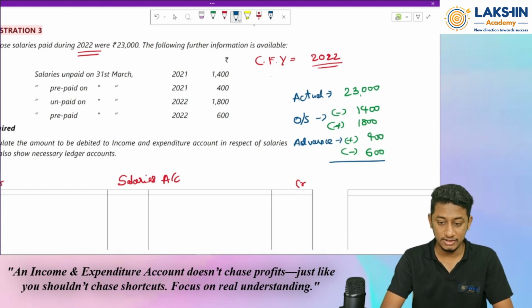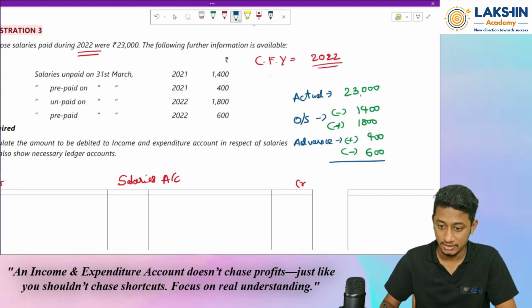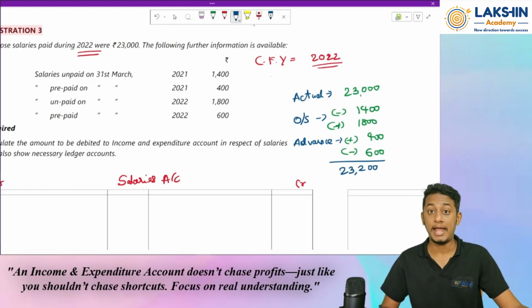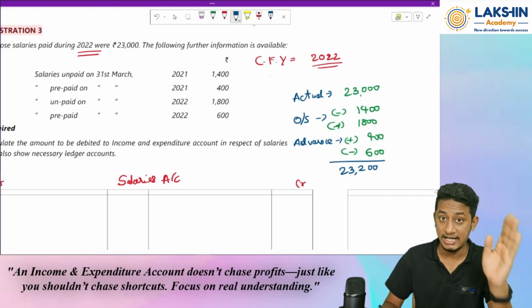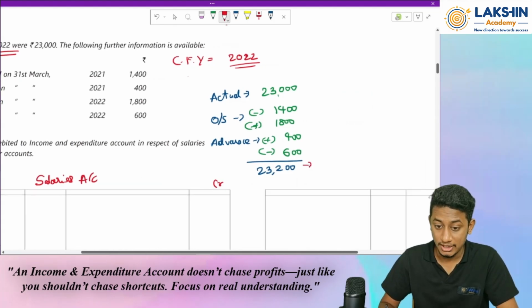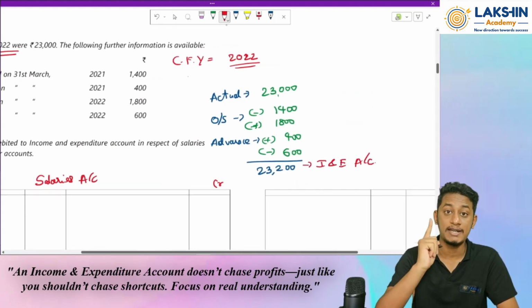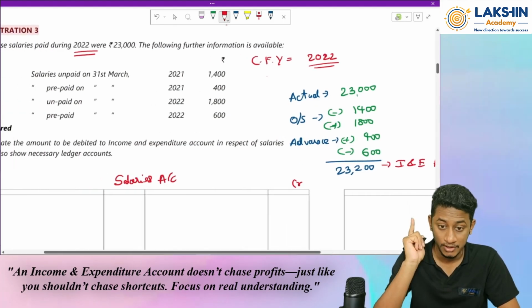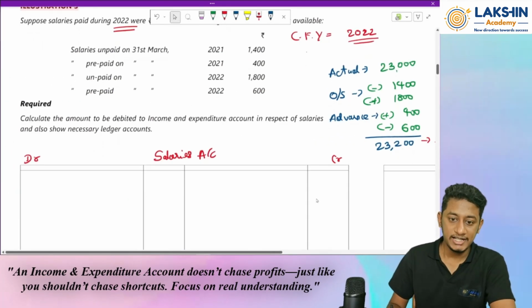Rupees 23,000 minus 1,400 plus 1,800 plus 400 minus 600. Rupees 23,200 is the net amount belonging to this year. Net salaries belonging to this year will be taken to my income and expenditure account. Clear? Now how to pass the entries in the salaries account?